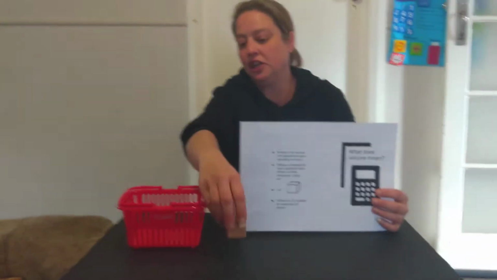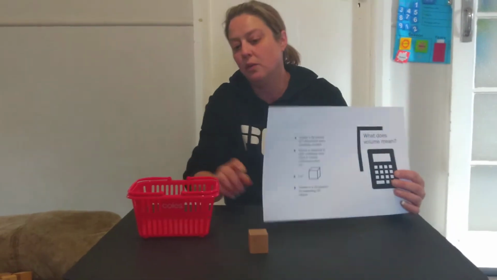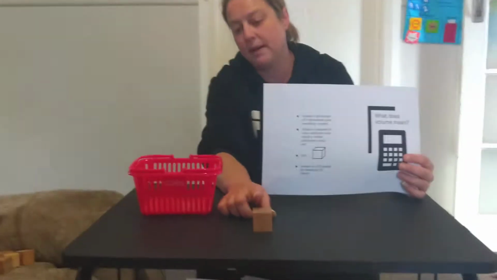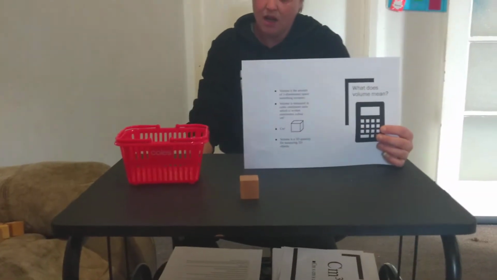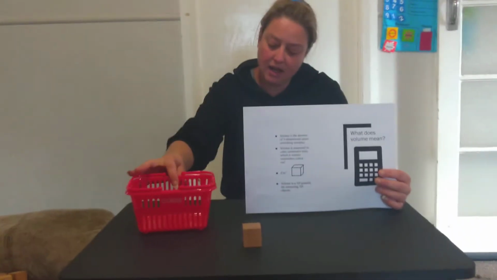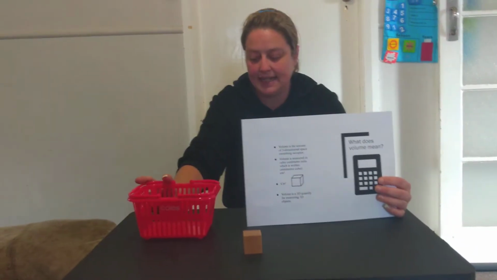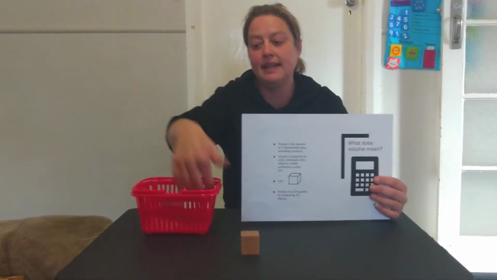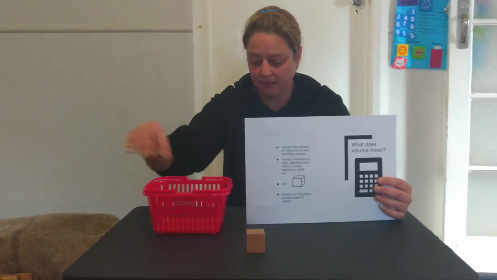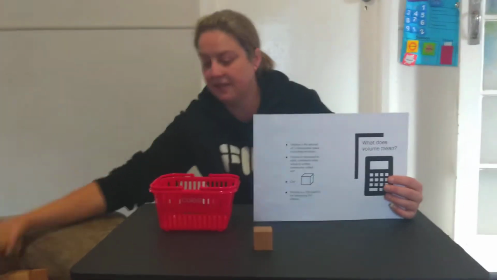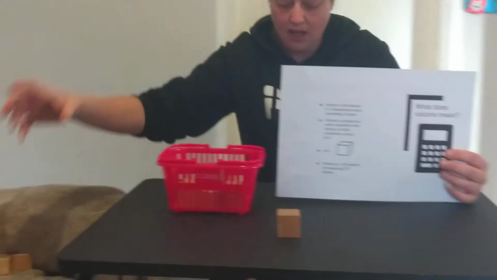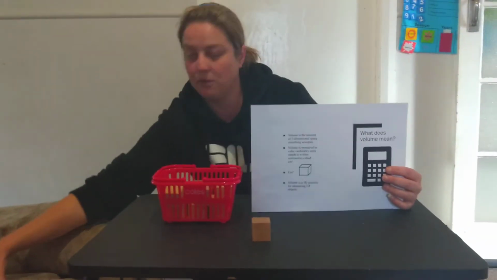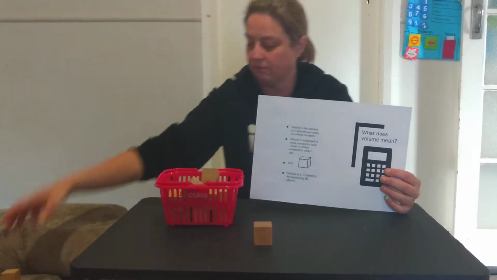Volume is measured in cubic centimetres, which looks like this block, but is only 1 centimetre in size, so it's much smaller. So volume is the amount of 3D space something takes up. So the volume of this shopping basket is what can fit inside. It will be how many of these blocks can occupy the space inside. That will be its volume.